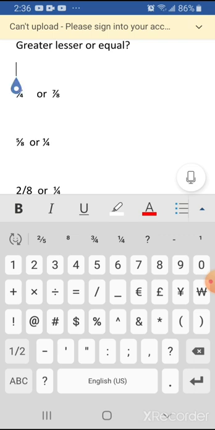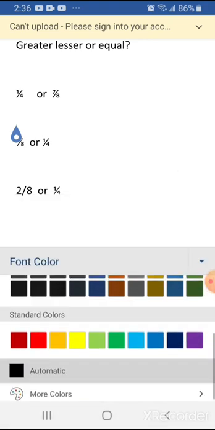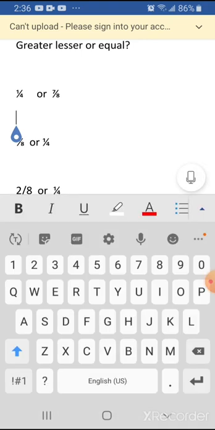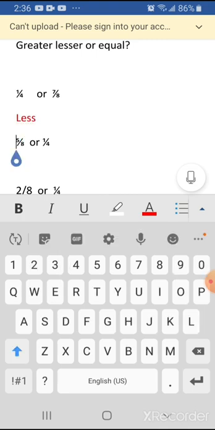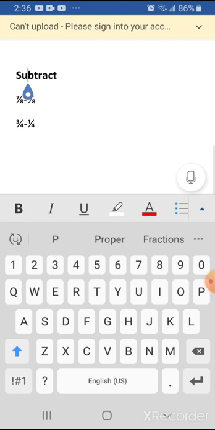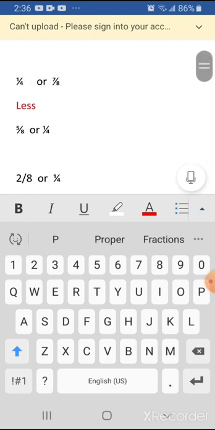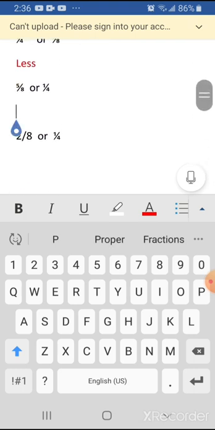So in the first one, let me get a red color. It is less... no, that's way too far. Okay, then we have this one.